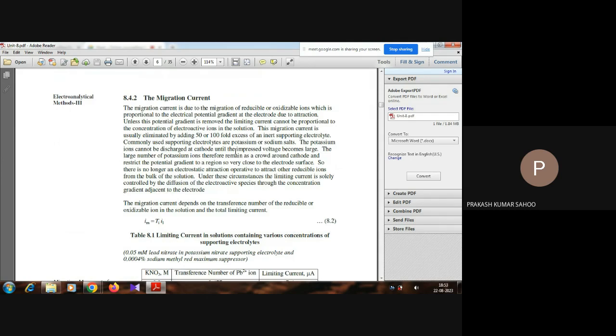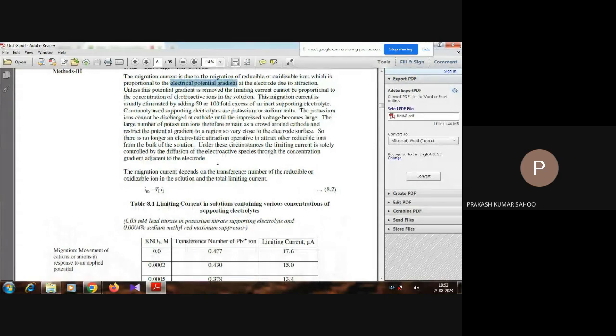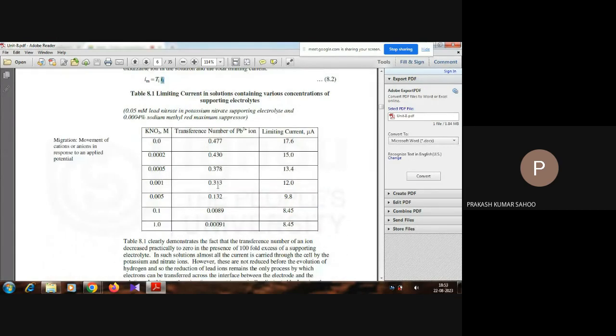So what is migration current? The migration current is due to migration of ions, which is proportional to the electrical potential gradient, that is potential per unit area at the electrode due to attraction. So here the migration current Im equals Ti into IL, where Ti is the transference number and IL is the limiting current. We have one table here, that is potassium nitrate concentration.